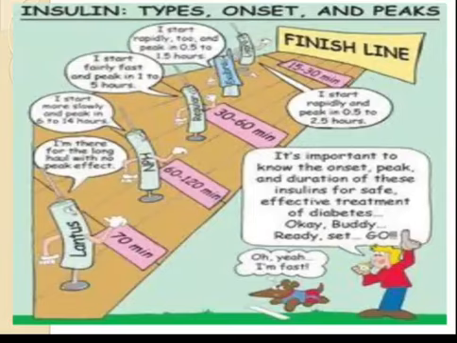So this is another cartoon picture which shows insulin and its types. What is the onset and peak of each type of insulin is given here, like Lantus, NPH, rapid acting. So all these things you can easily make the students understand with the help of the cartoon picture.